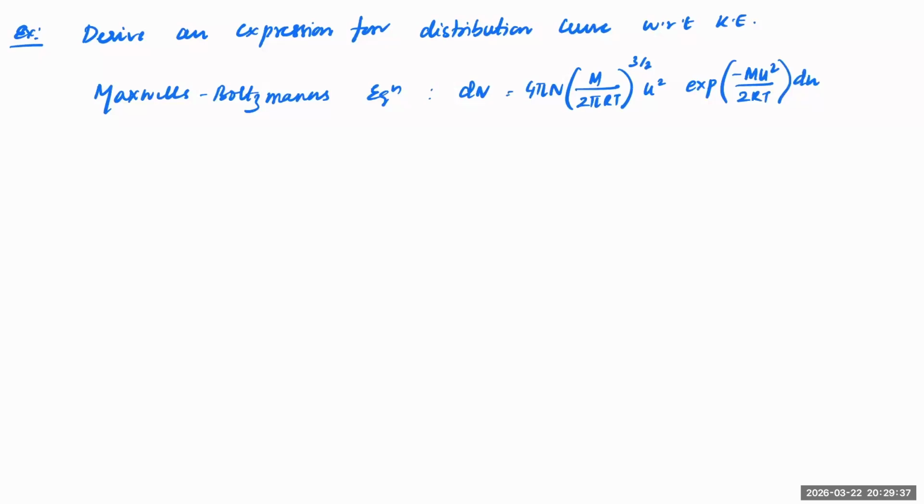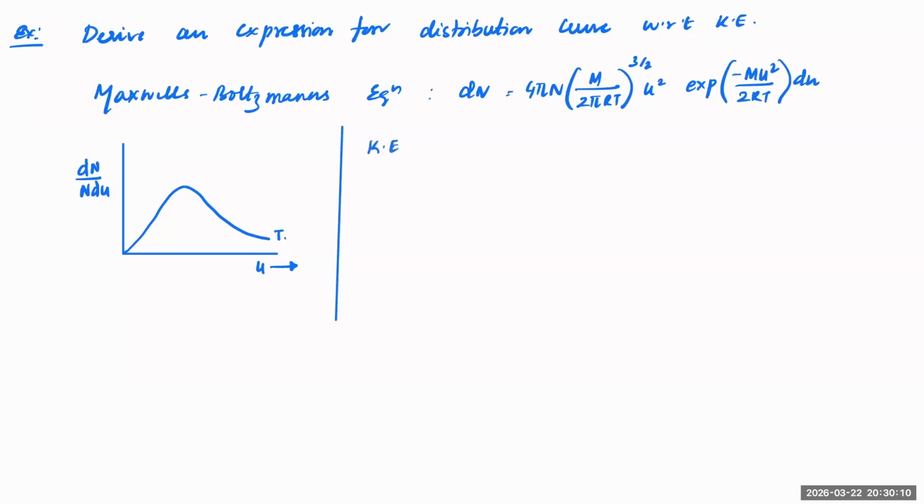And graphically, how does it look? If you notice, dn by n du versus u, correct? If we plot this, we will get a curve like this. It will have something like a bell curve at a constant temperature T. Correct? This is a typical graph which we have. Right? And now, what you know is that kinetic energy can be written as half mu square, isn't it?